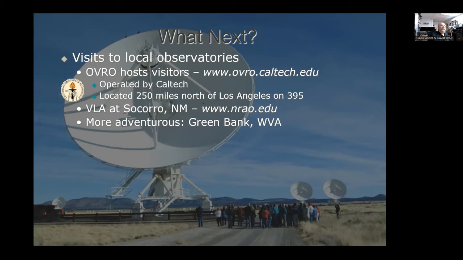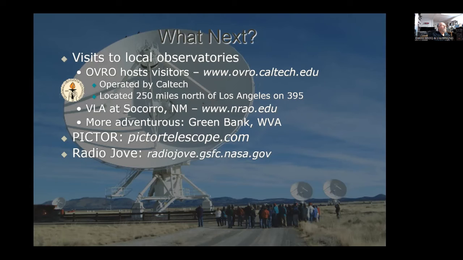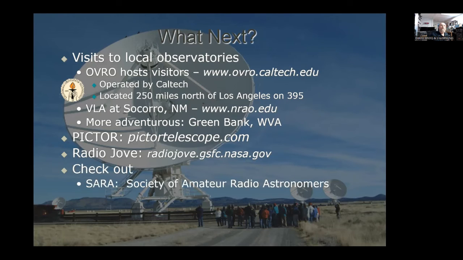So that one's good. I've mentioned Pictor. Here's their website, pictortelescope.com, and I'll have more on this later, another page of this. In fact, I'm going to send Dan a copy of the charts, and all the URLs will be in the charts because there's more coming. Radio Jove, this is their URL, their link. This is the Radio Jove project I talked about. In addition, you can check out things like SARA, Society of Amateur Radio Astronomers. And their website is radio-astronomy.org. That's a good one.